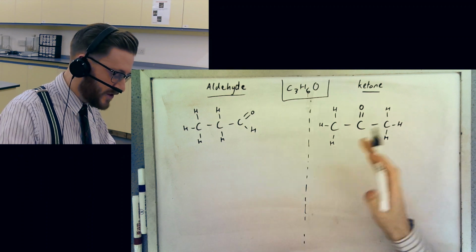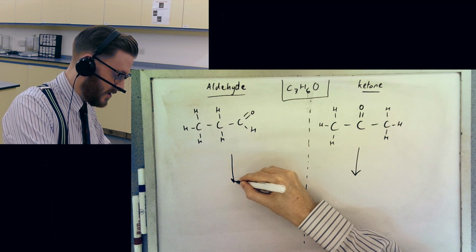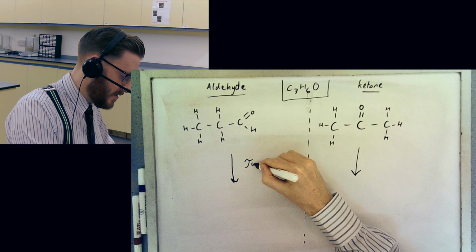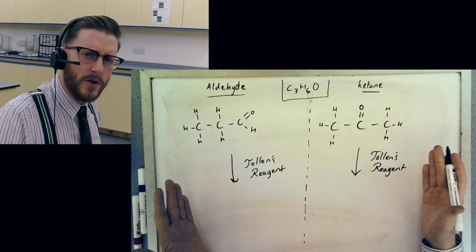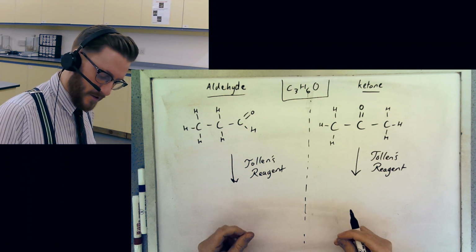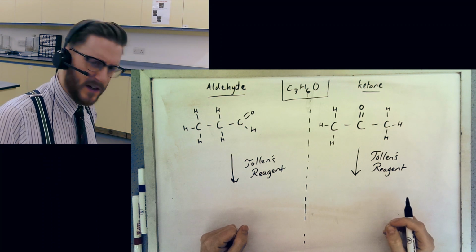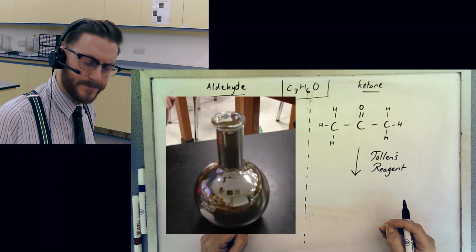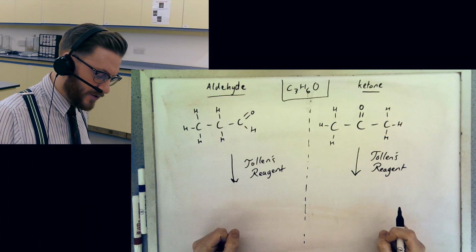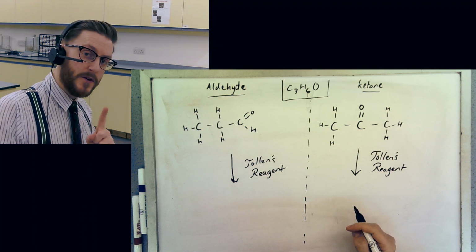If I was to oxidize both of these, so I'm going to add some kind of oxidizing agent. A particularly fun one would be something like Tollen's reagent. Tollen's reagent is fun because the product that shows such an oxidation has taken place is a silver mirror, which looks pretty cool. And this is how I would distinguish between these two: if I add my Tollen's reagent, my oxidizing agent, to both of them, only one of them is going to oxidize.